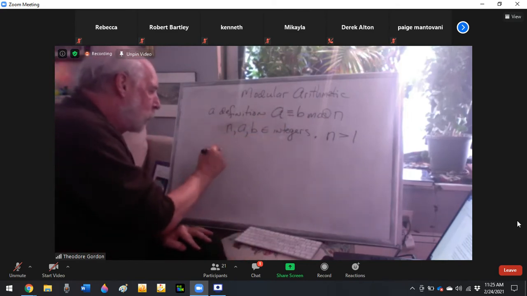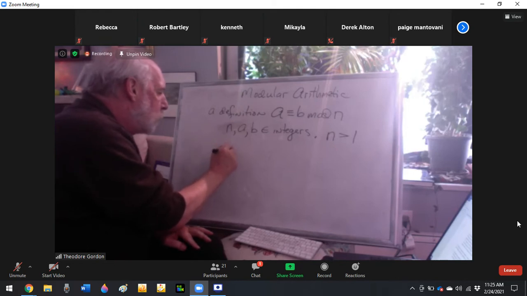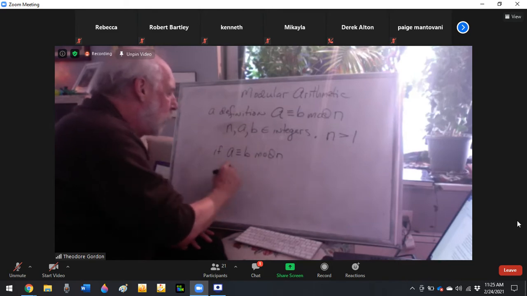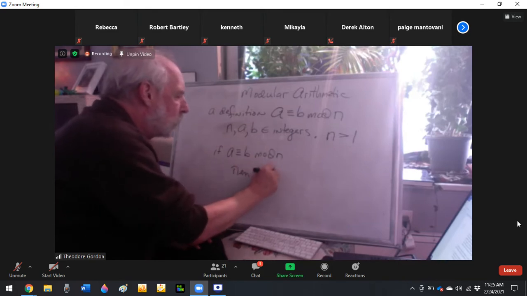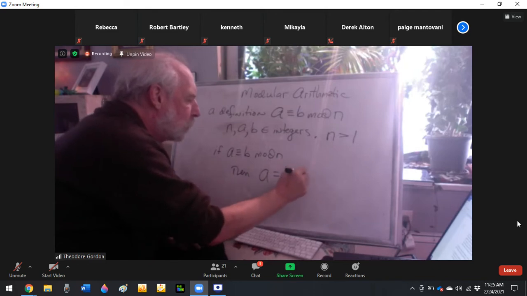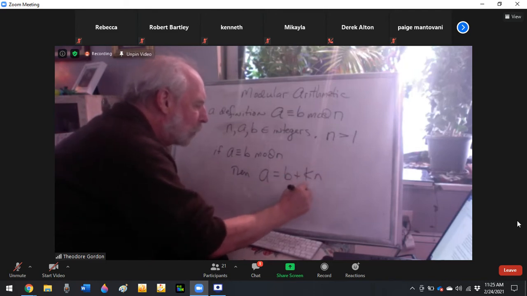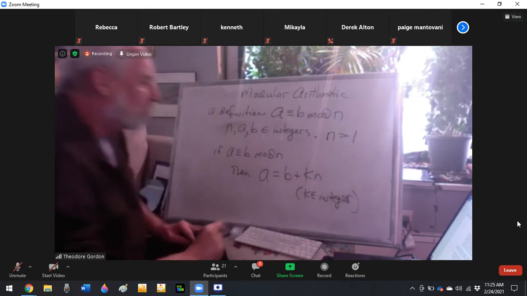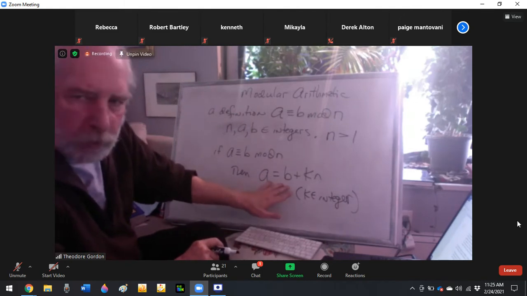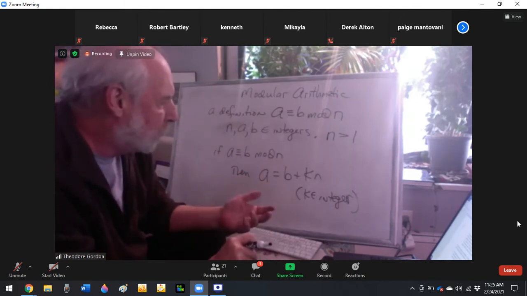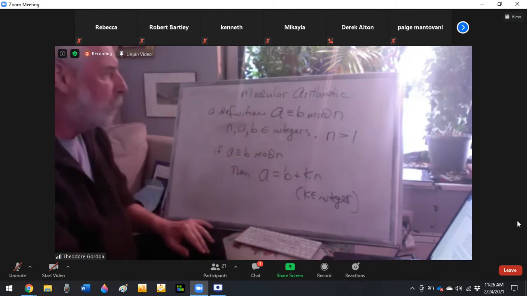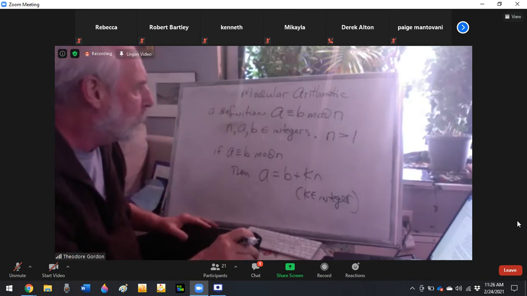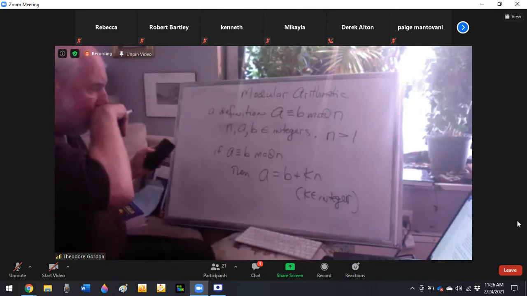So we go with the definition. If A is congruent to B mod n, then A is equal to B plus Kn, and K is also an integer. So it's this structure that we're going to use to do modular arithmetic here. And there's some other kinds of things we're going to do today. So this is the formal sort of math looking stuff on here. So let me give you a couple of examples.